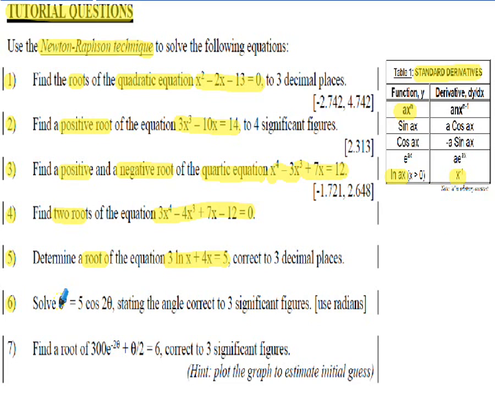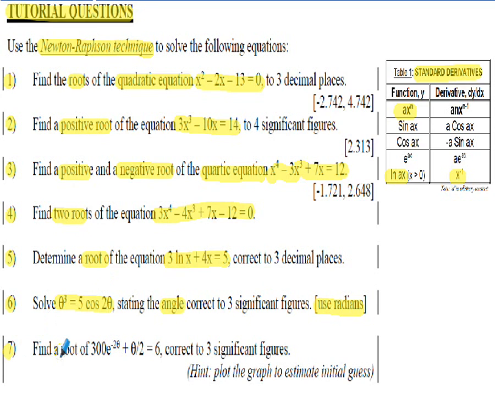Question 6, we're asked to solve the equation theta cubed equals 5 multiplied by cos of 2 theta. You've got to find an angle, correct to 3 significant figures. Note that the question hints at using radians mode, so ensure your calculator is in radians mode when undertaking the calculations. Again, you can rearrange all the terms onto one side of the equation and use a trial and error approach, or you could use a sketching method to try and come up with the locations of the roots.